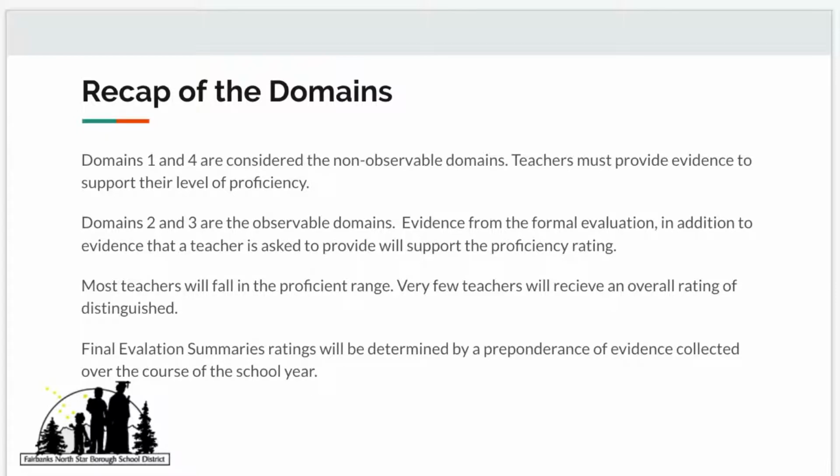Most teachers will fall within the proficient level. However, early career teachers and teachers who are teaching a grade level or a course for the first time may have some basic ratings. This will be consistent with this level. Very few teachers will receive an overall rating of distinguished based on the nature of this proficiency level. This level reflects a high level of student engagement and personal leadership. Your final evaluation summary rating will be determined by preponderance of evidence collected over the course of the school year.